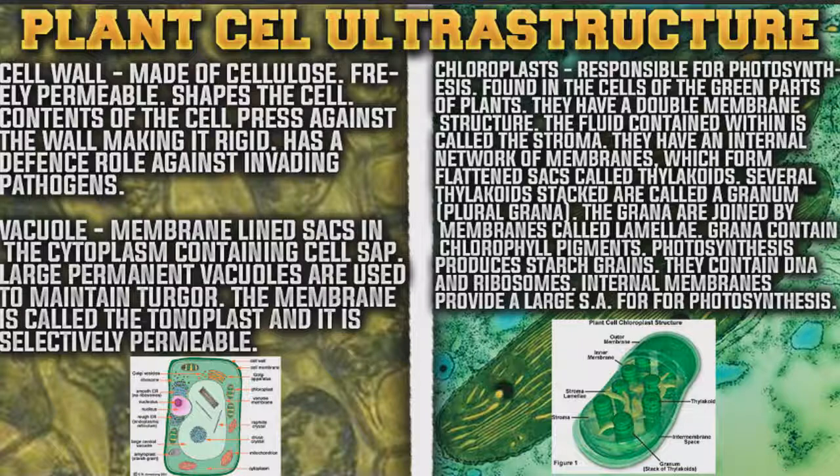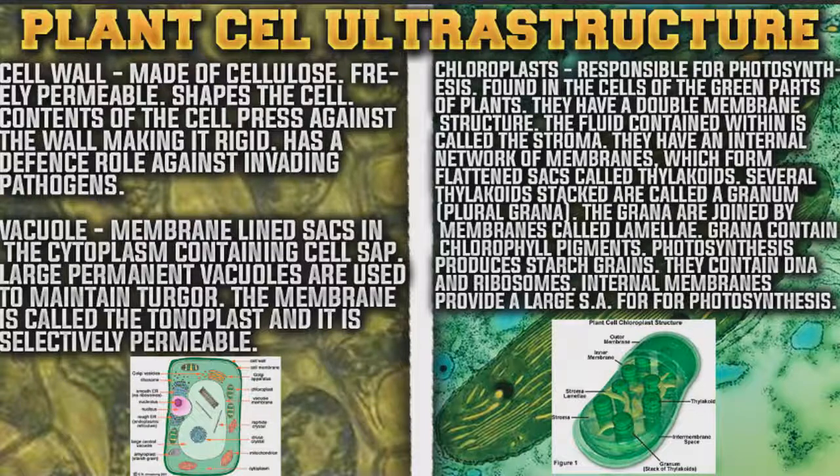We're now going to have a quick look at plant cell ultrastructure. Now the first thing in here is the cell wall. It's made up of cellulose. It's freely permeable. It shapes the cell. The contents of the cell press against the cell wall, making it rigid. It has a defense role against invading pathogens.